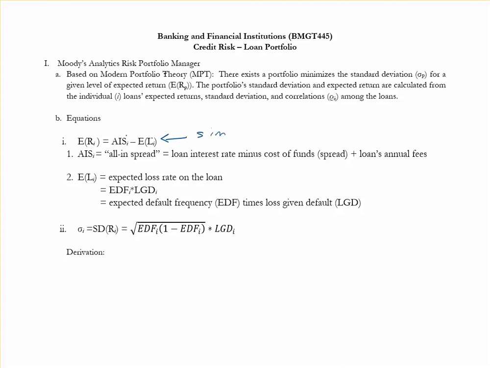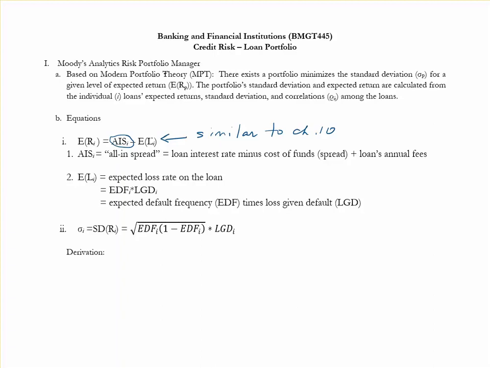And we have a measure of expected return as a function of what's promised. That's the all-in spread, where we have the loan interest rate minus cost of funds plus loan's annual fees. It's very close to the contractually promised rate of return minus cost of funds, except it doesn't take into account compensating balances.